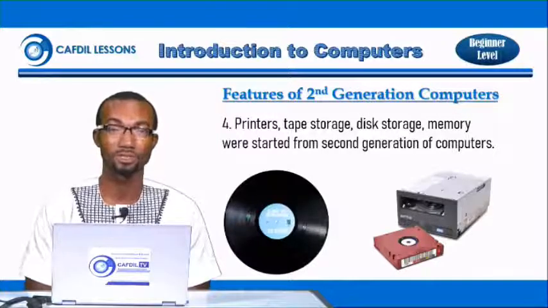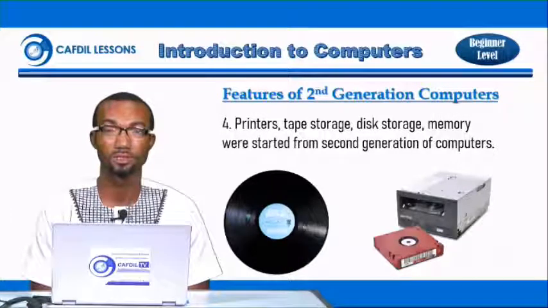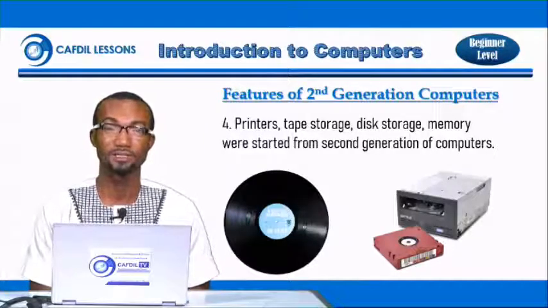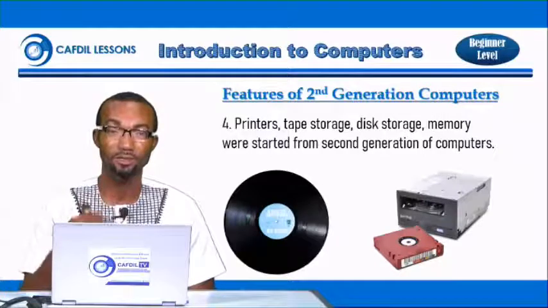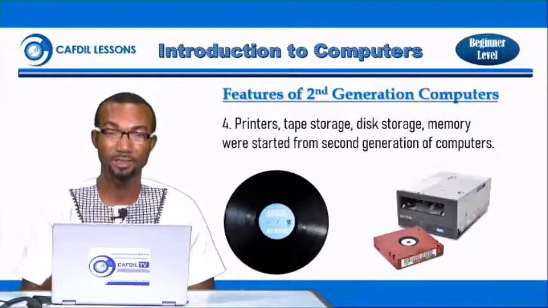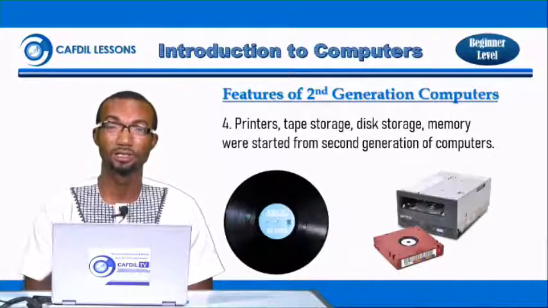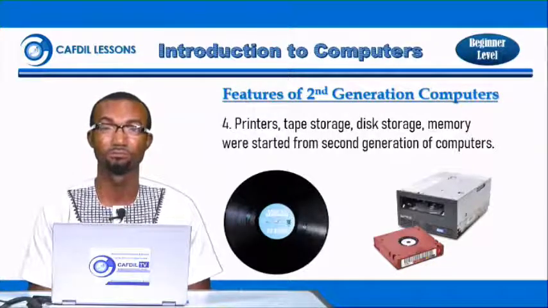And that was what they used to store data or programs. So tape storage and then printers. When we were treating the first lesson, we said that computers give output. And in that lesson, you saw a printer printing some information on a paper. So printers, tape storage, disk storage, memory started from second generation of computers.